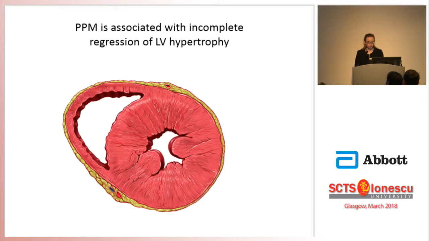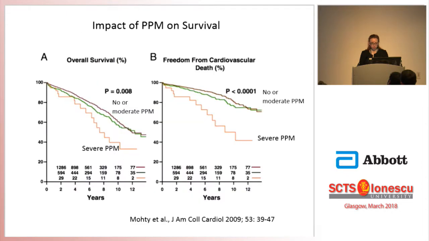So what are the consequences of PPM? It has been shown that PPM was associated with incomplete regression of left ventricular hypertrophy. The bigger the increase between the aortic valve area before the surgery and the indexed effective orifice area after the surgery, the higher is the regression of left ventricular hypertrophy.